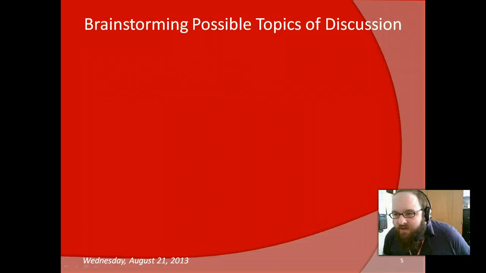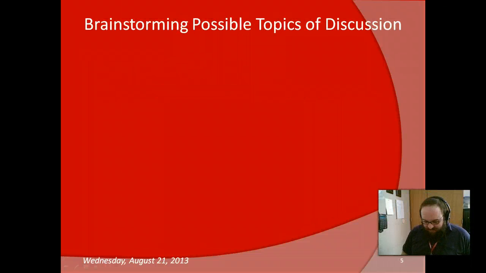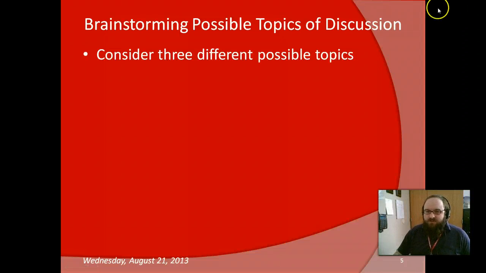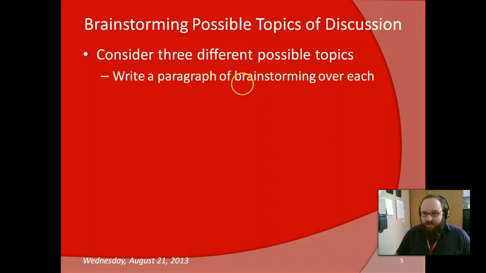So when you start thinking of some of the topics that you might like to discuss, here's how I want you to do your brainstorming. I want you to consider 3 different possible topics. I don't want you to just choose one and go with it without considering some of the other options that you might have. I want you to consider 3 different possible topics, okay?